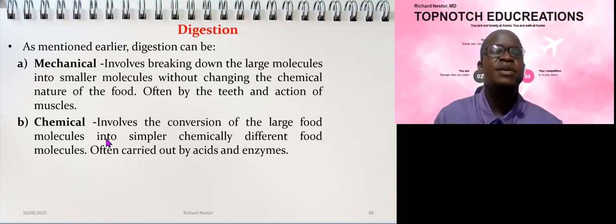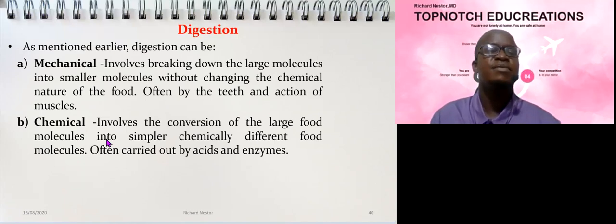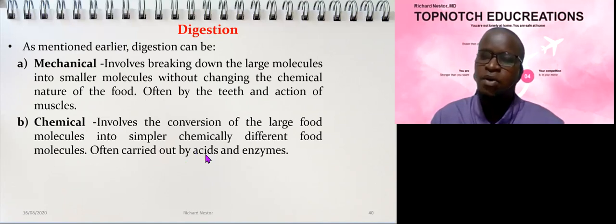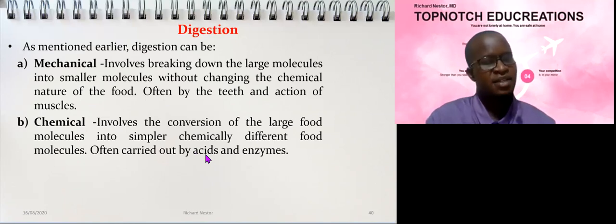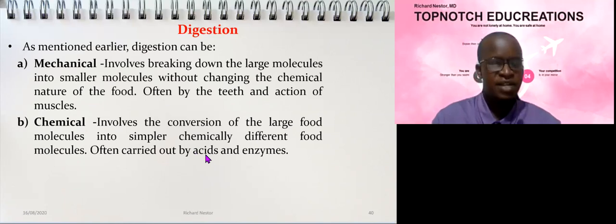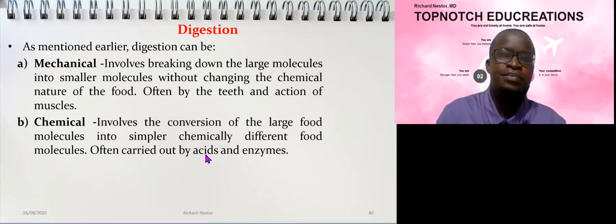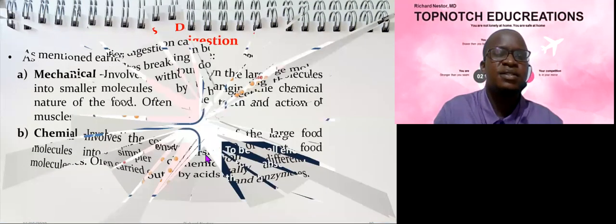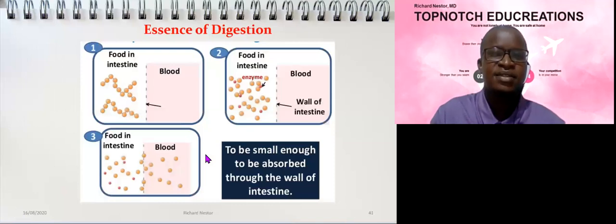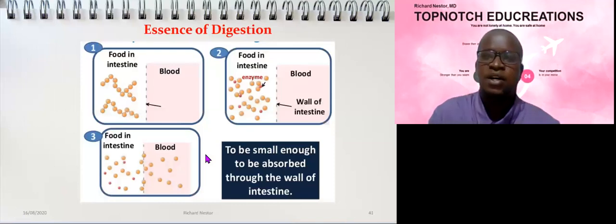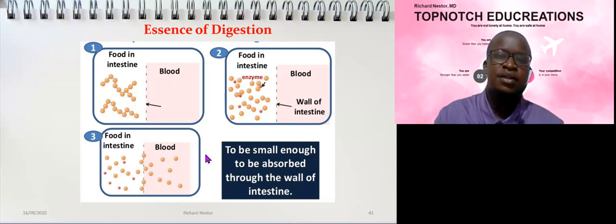And then we have chemical digestion. Chemical digestion involves the conversion of the large food molecules into simpler, chemically different food molecules. And this is often carried out by either acids or enzymes that we have at various parts of the digestive system. So it's always significant for us as candidates to be able to know the difference between the two.